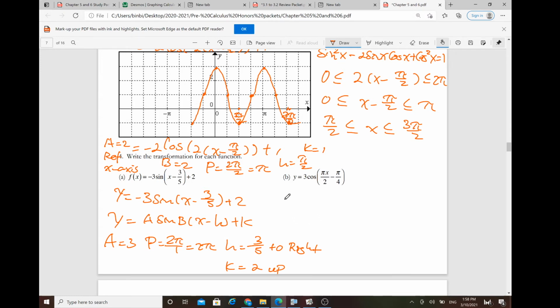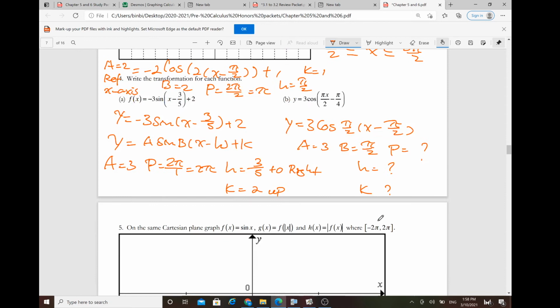So the other one is quite similar, but you might want to factor it first. So 3 cosine of pi over 2, take that out, and then x minus, so this one's pi over 4, so 2 pi over 4, which is pi over 2. So describe that, the value of a, b, the period, h, and k. Okay, so just finish the rest of those. Quite similar to what we did here.